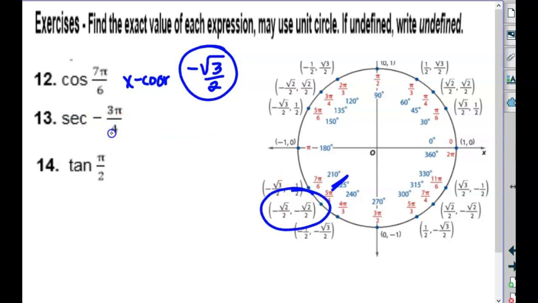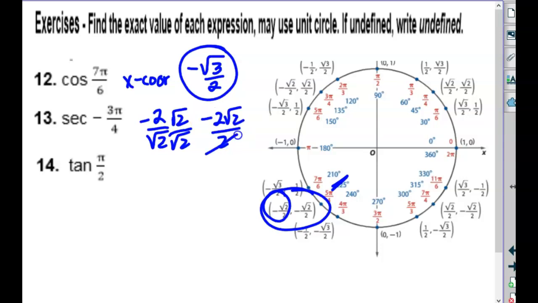Secant. Which one is secant the flip of? Not that it matters, they're both the same value, but it's a flip of cosine, which is this. So I have negative 2 over the square root of 2. Negative 2 square roots of 2 over 2, which is just negative square root of 2. You do enough of those, you'll remember that, but it's okay to show work and need to write it out. This is the biggie because we have a quadrantal angle, right?